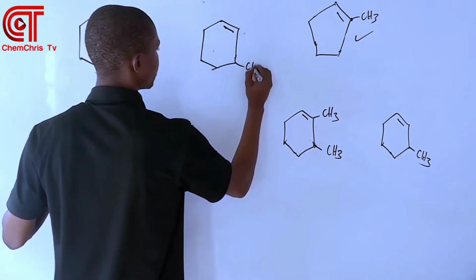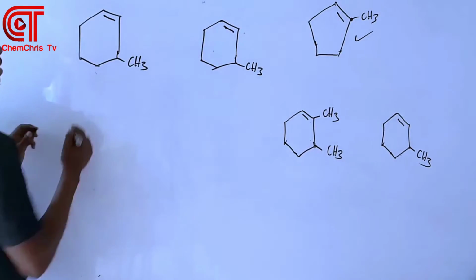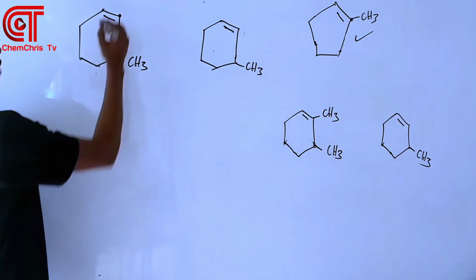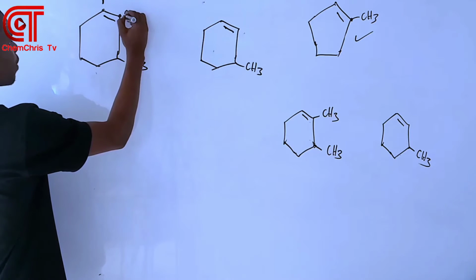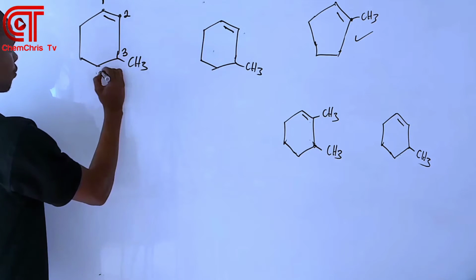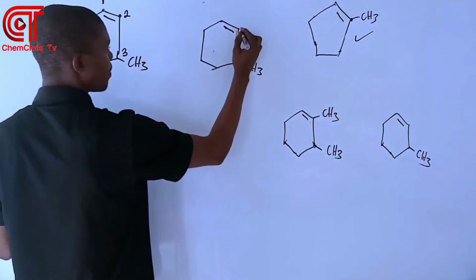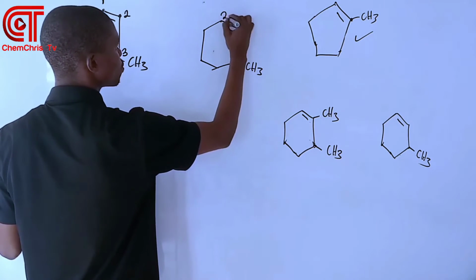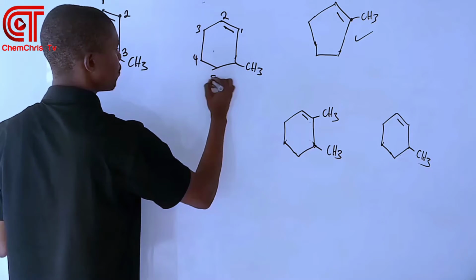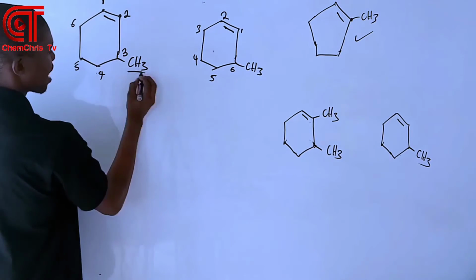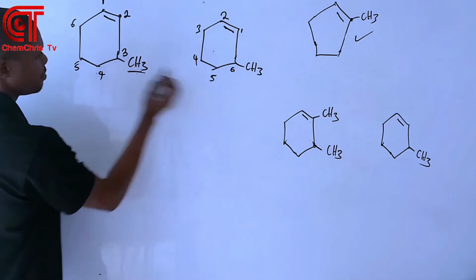Do you get that? Here we have... Now when you have something like this, either here or here can be my carbon 1. So if here's my carbon 1, definitely here is going to be my carbon 2, then carbon 3, 4, 5, and 6. Now if here's my carbon 1, definitely here is going to be carbon 2, 3, 4, 5, and 6.